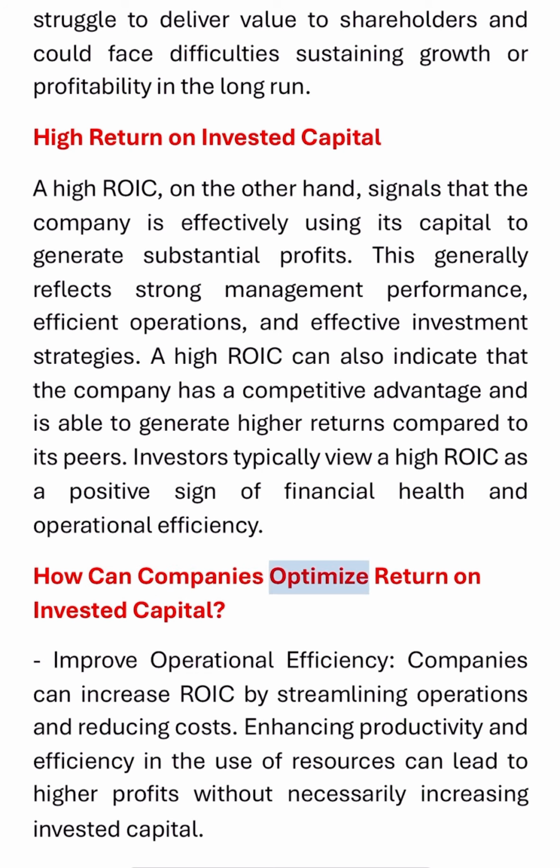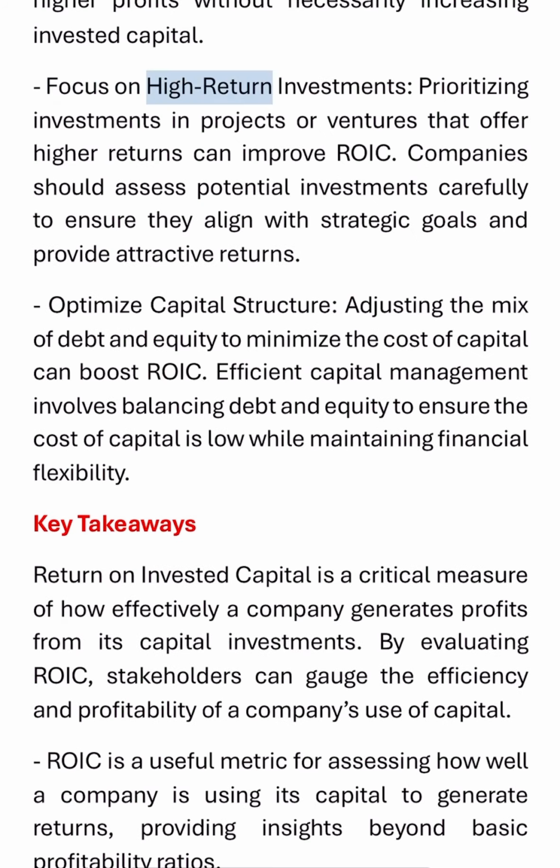How can companies optimize return on invested capital? Improve operational efficiency. Companies can increase ROIC by streamlining operations and reducing costs. Enhancing productivity and efficiency in the use of resources can lead to higher profits without necessarily increasing invested capital. Focus on high-return investments. Prioritizing investments in projects or ventures that offer higher returns can improve ROIC. Companies should assess potential investments carefully to ensure they align with strategic goals and provide attractive returns.